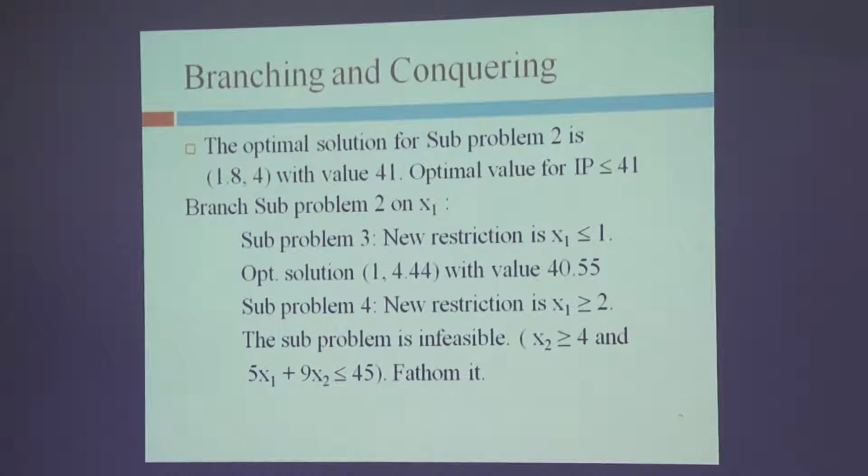Now again we have a variable which is continuous, which is not integral. So what do we do? Again we have to divide. The optimal solution is this value. The optimal value was 41.25. Remember? So the upper bound was 41.25 for the first LP relaxation.